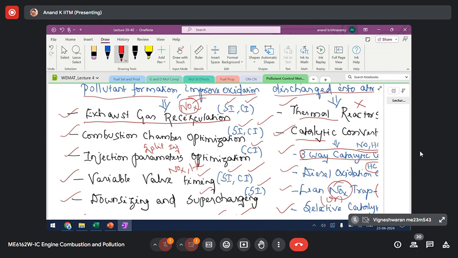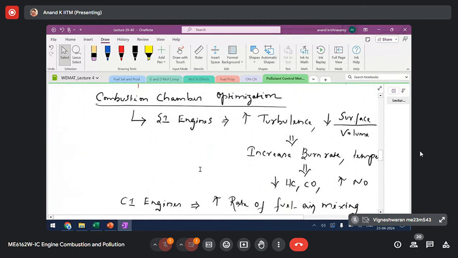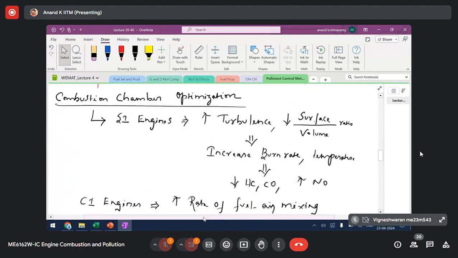The second one is combustion chamber optimization. We have already discussed this when we discussed the factors influencing pollutants. Just a quick recap: in combustion chamber optimization, what we are doing, I have summarized here both for SI engine and CI engine.